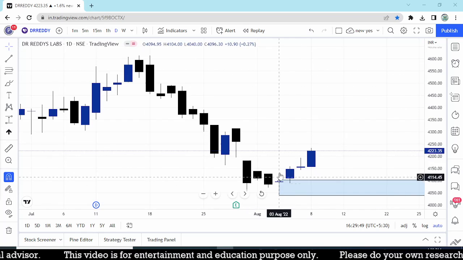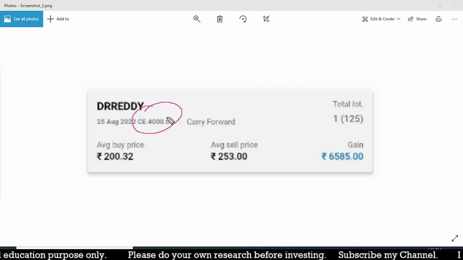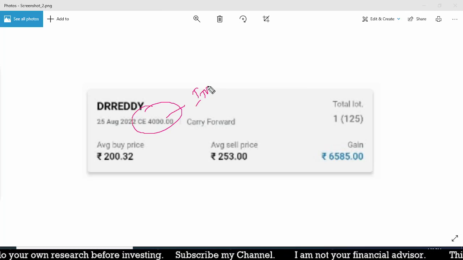Based on this hammer, I made somewhere around 6,500 rupees profit. I took the strike price of the 4,000 call option, because I am going to take trades in ITM options. Even though it has more premium, the logic behind selecting the ITM option is that the time value of the ITM option is very less, unless the market reverses in the opposite direction.